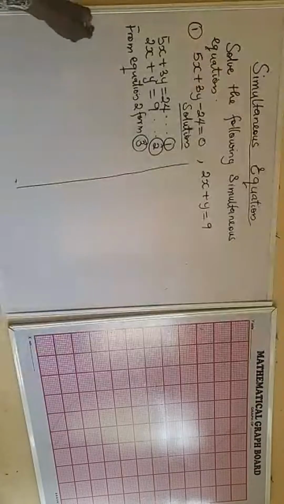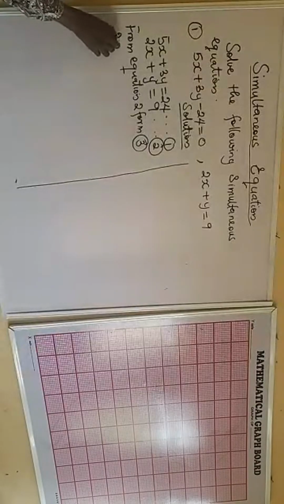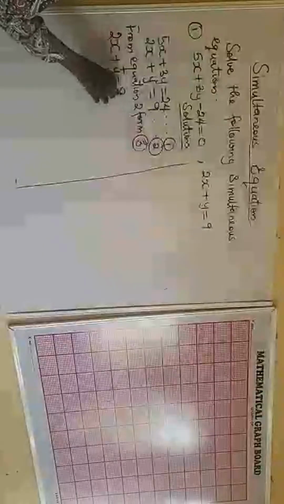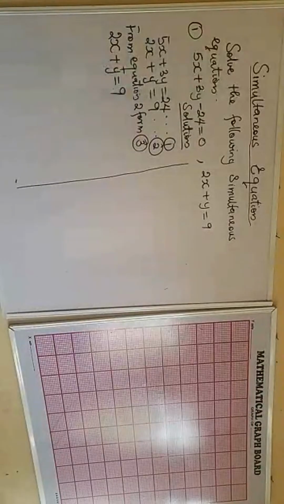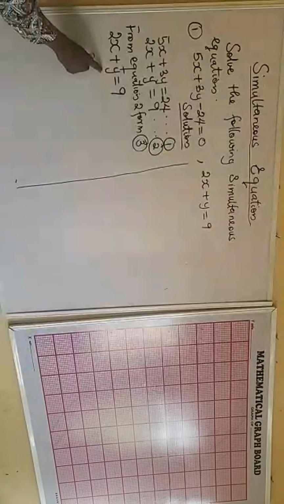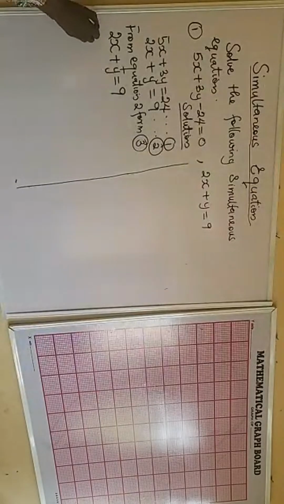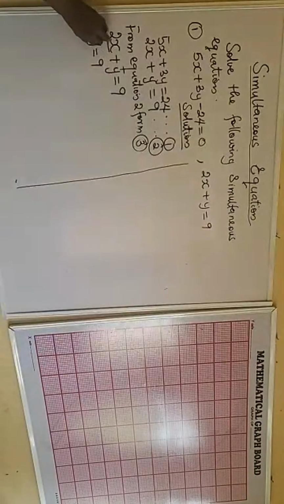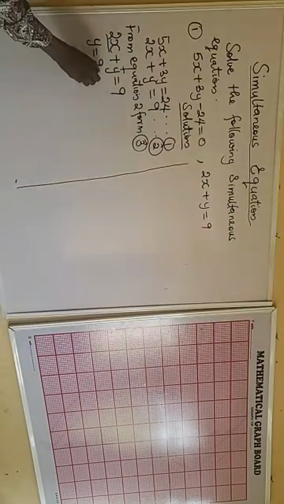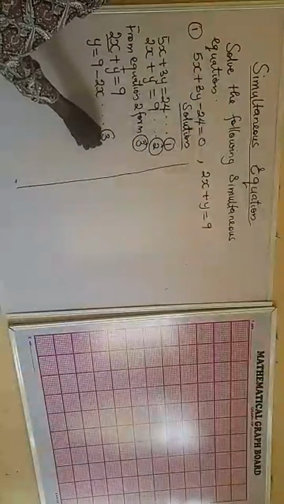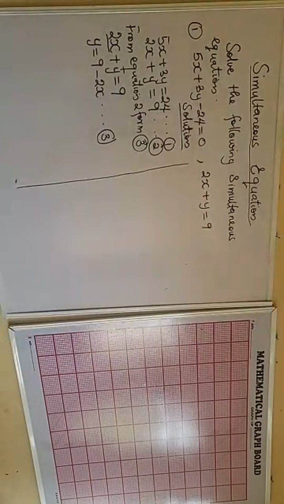And what is equation 2 telling us? 2x plus y is equal to 9. So let us make y the subject of the formula. If I want to make y the subject of the formula, this plus 2x, when it crosses equal to, changes to minus 2x. I will call this equation 3.